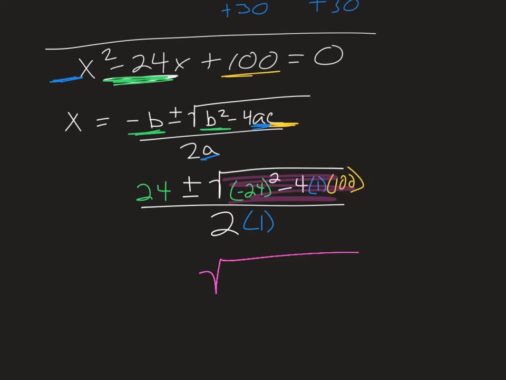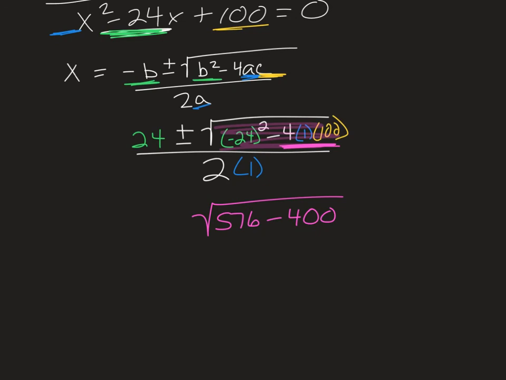So negative 24 times negative 24, because we're doing 24 squared, should have given you a positive 576. And then 4 times 1 times 100 gives you minus, because remember there's a minus in there, 400. Then we need to do 576 minus 400, which means we have 176. If I try to take the square root of 176 using my calculator, I'm going to get a jacked up decimal, which means it's not a perfect square.